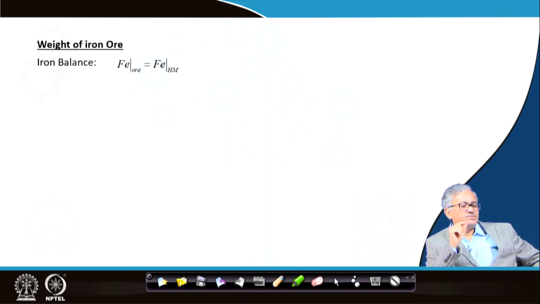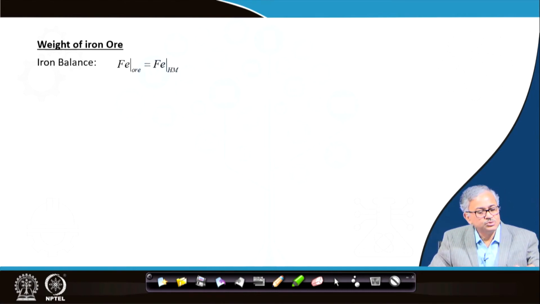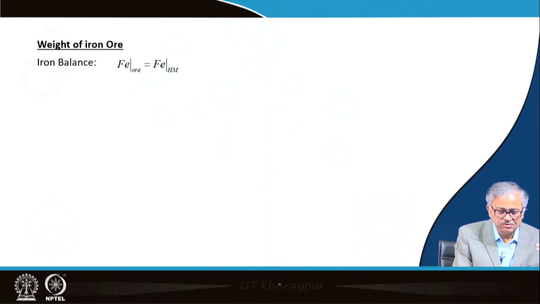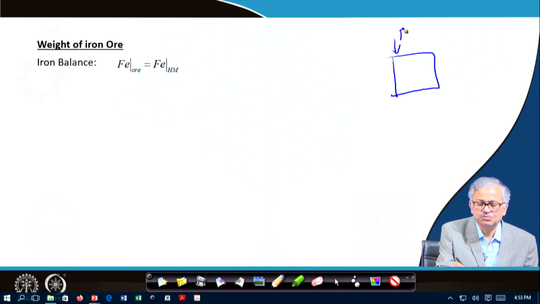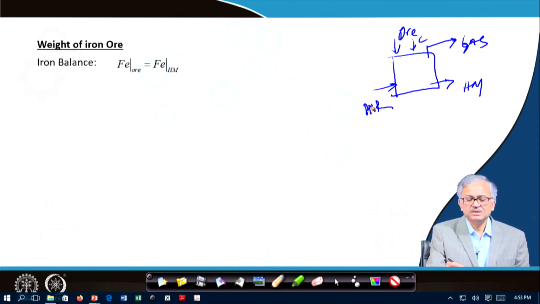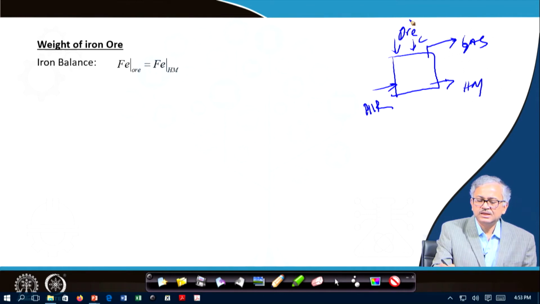So, iron coming from the iron ore is equal to the iron in the hot metal. In the sink also, what are the outgoing streams of the blast furnace? If you see the inputs and outputs, there is the ore, and then the carbon, you have a gas, you have hot metal, you have air. Out of the outputs, there is the gas, the hot metal, and slag also.